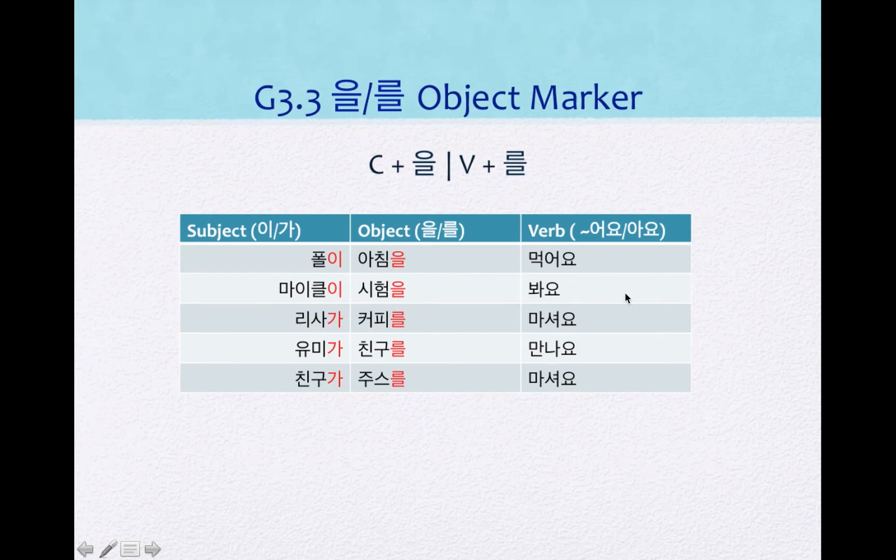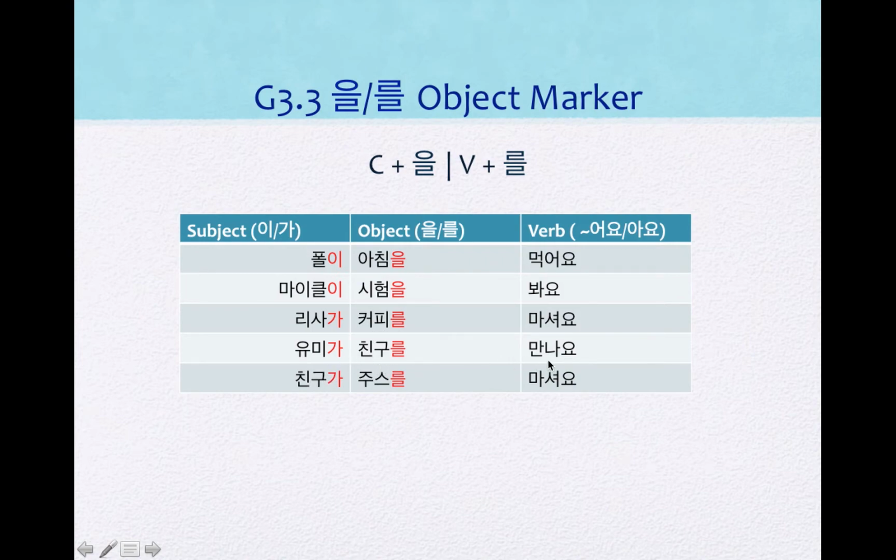마이클이 시험을 봐요. Michael, the doer of the action because of the marker, takes — 봐요 technically means to see, but in this context it means takes or is taking an exam. Now you know that it's not the exam that's taking Michael. It wouldn't make any sense. 리사가 커피를 마셔요. So Lisa is drinking coffee, not the other way around.